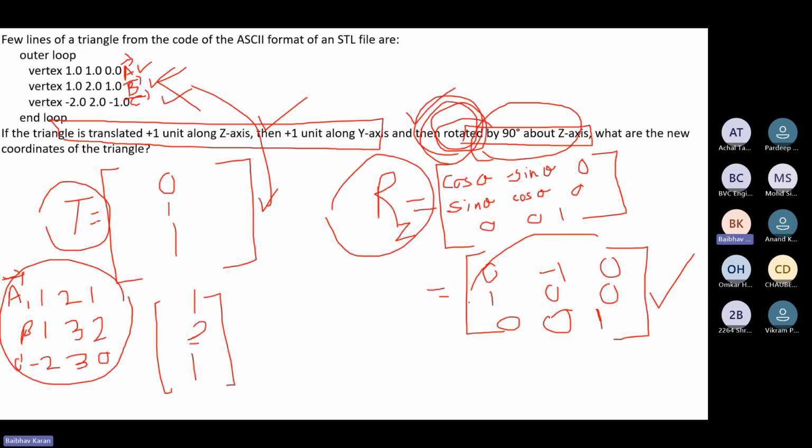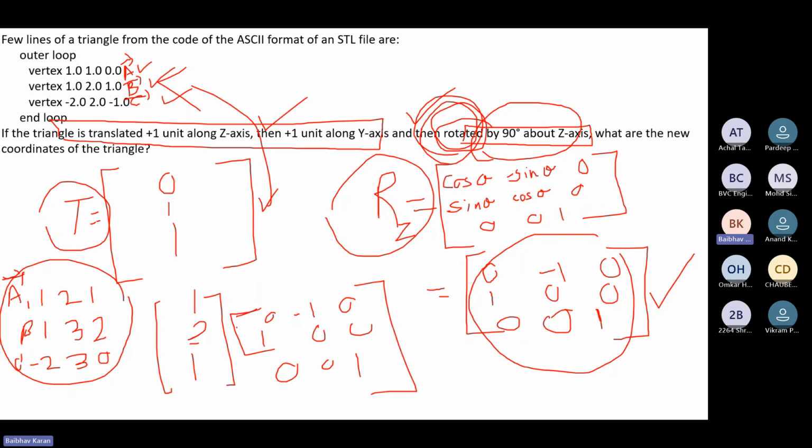You have to multiply your rotation matrix with each of these individual points. You have to multiply this with all of these individual points: 0, -1, 0, 1, 0, 0, 0, 0, 1. You have to multiply these two matrices to give you each point A double dash, B double dash, and C double dash after rotation.